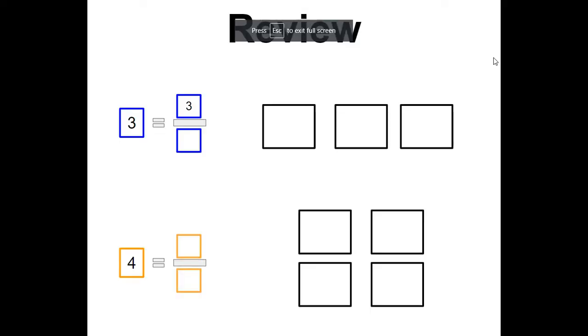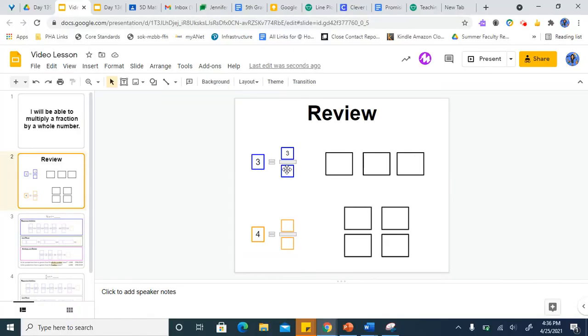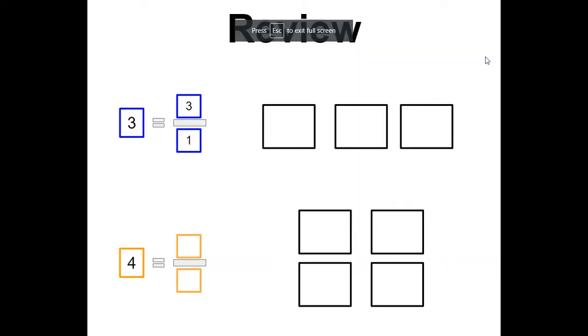Remember, our denominator tells us how many parts make up one whole. So let's look at just one of these wholes. We can see this first whole is made up of only one part. So our denominator is going to be 1. 3 wholes is the same as 3 over 1.